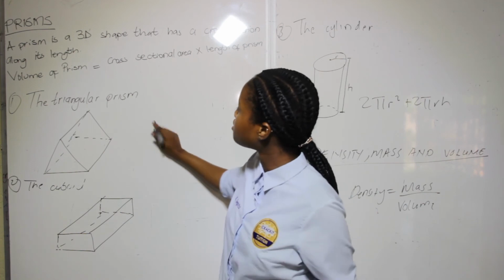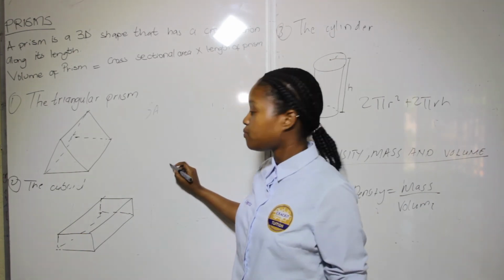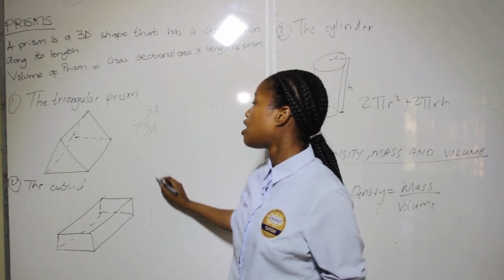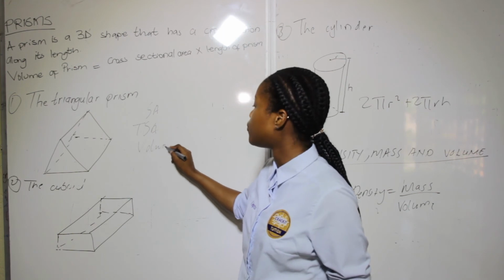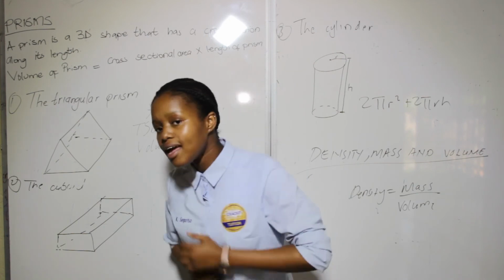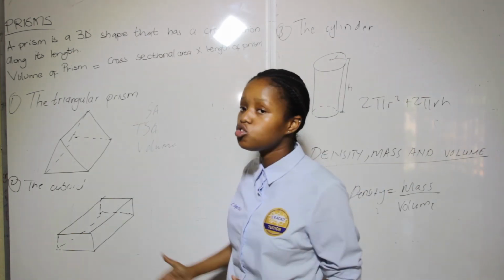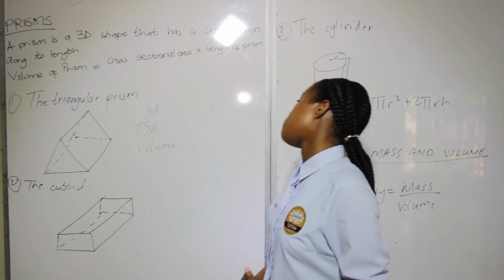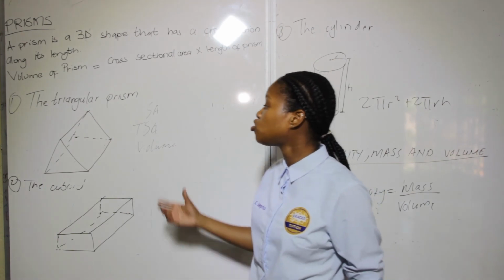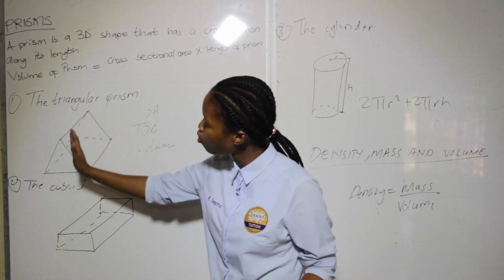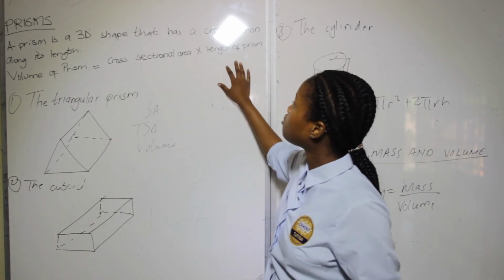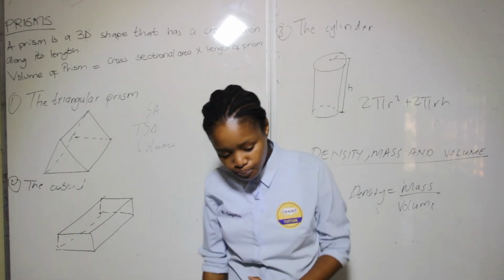You can be asked to find the surface area of the cross-section, you can be asked to find the total surface area, and you can be asked to find the volume. The surface area of the cross-section is going to be the area of wherever, when you cut, it's going to be exposed. The total surface area is going to be adding the areas of all of this shape. And the volume is going to be the cross-sectional area multiplied by the length of a prism.